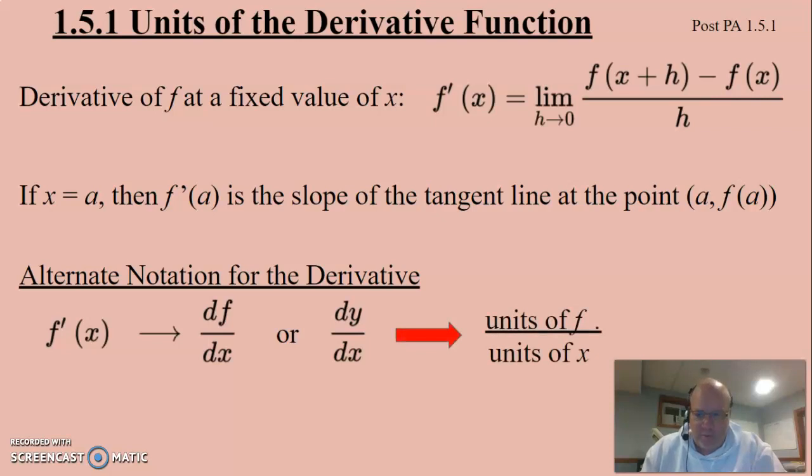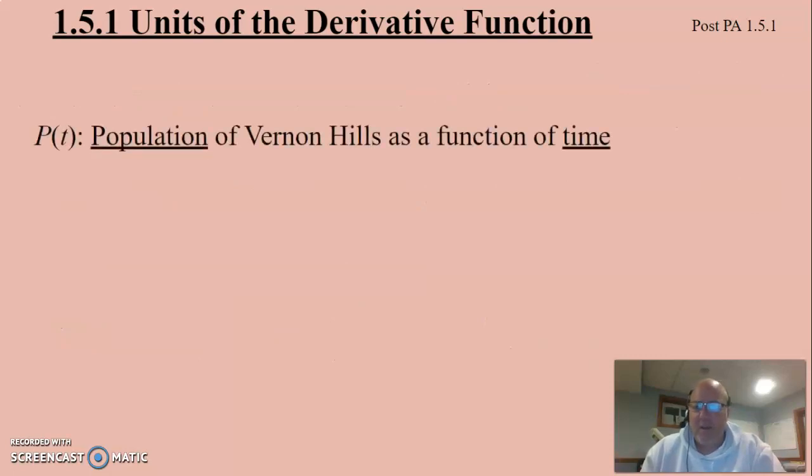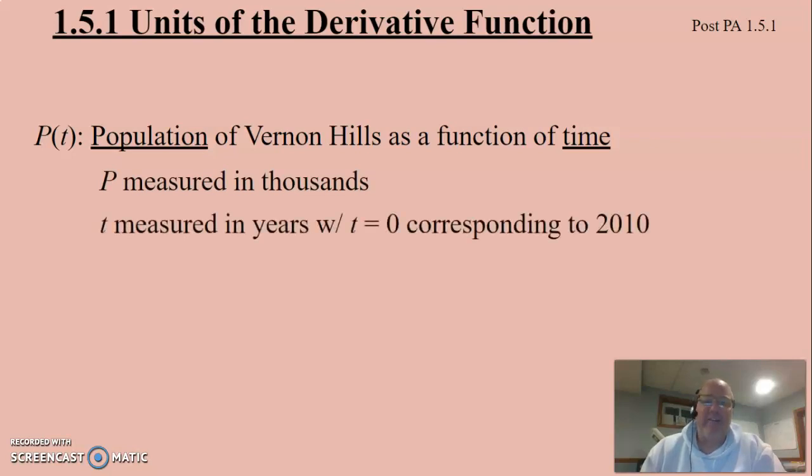Either way, a derivative is going to be the units of y divided by the units of x. So if it's a position function, we're talking about miles per hour or meters per second or something like this. So let's consider this idea. P of t is the population of Vernon Hills as a function of time. P is measured in thousands, t is measured in years. We're going to let the arbitrary zero be 2010.